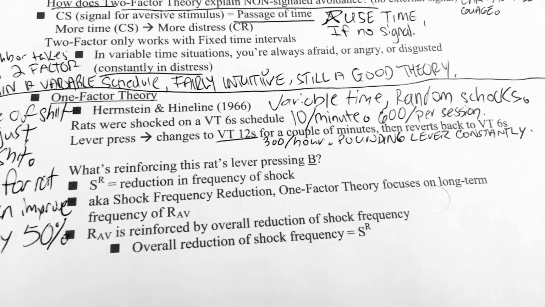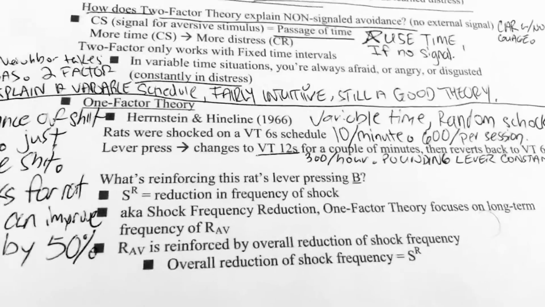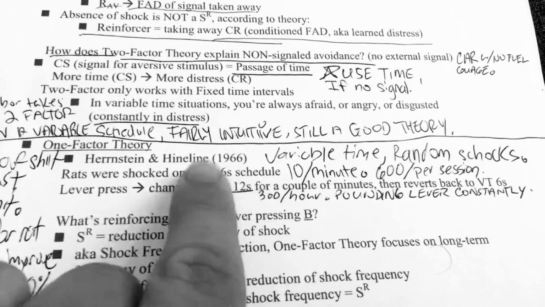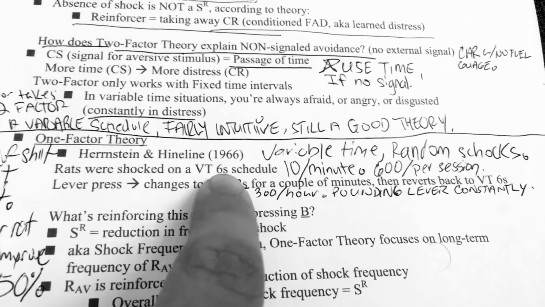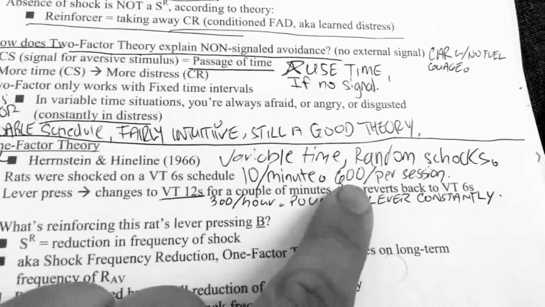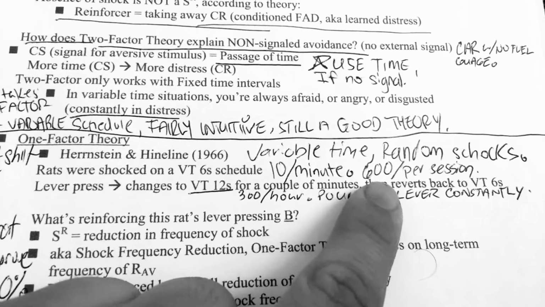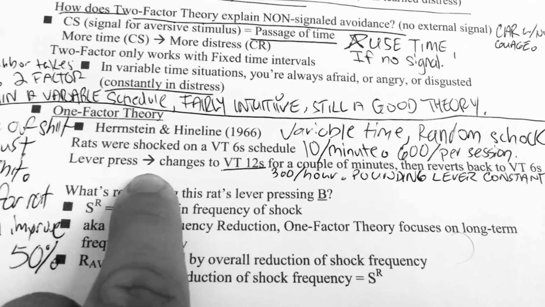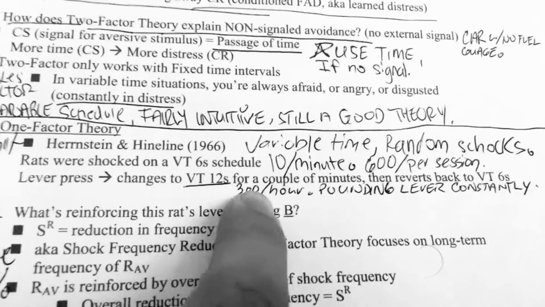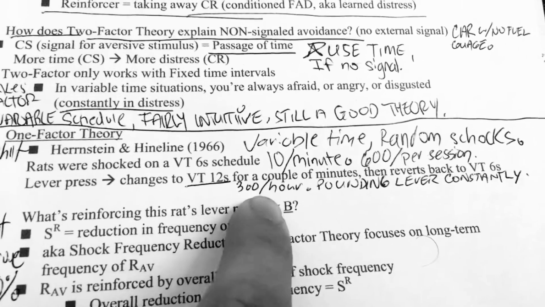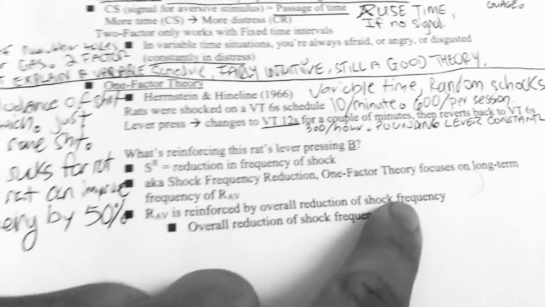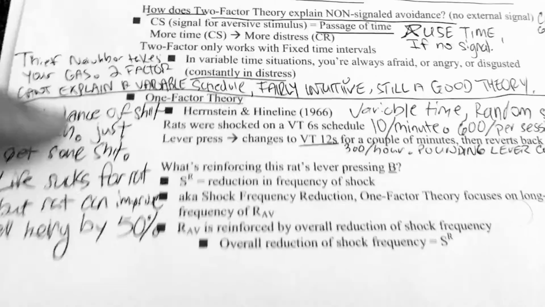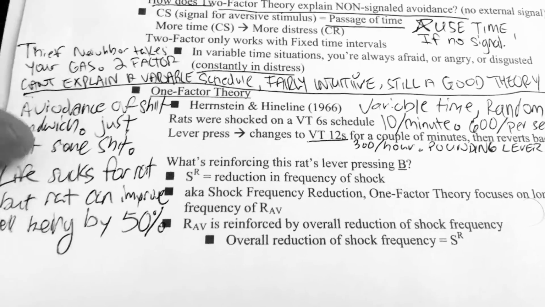One-factor theory was made in the 60s, and essentially the rats were shocked on a variable time schedule. Every 6 seconds, the rat would receive one shock, which is 10 shocks a minute, 600 shocks per session. Each session was an hour long. However, if they pressed the lever, they would get a shock only every 12 seconds. You better bet the rat was pressing that lever quite frequently, and it would bring the shocks down to 300 an hour. And, life sucks for the rat. It dropped it by 50%.